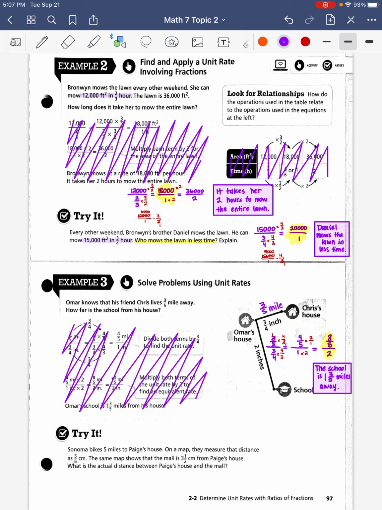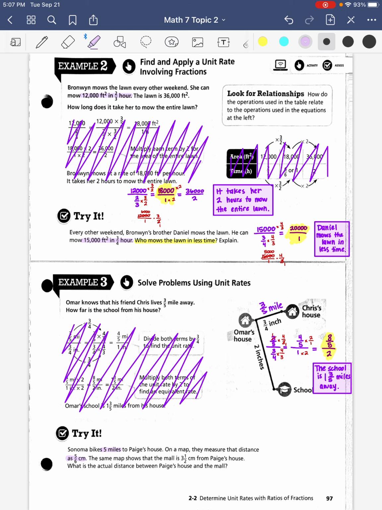Sonoma bikes 5 miles to Paige's house. On a map, they measure that distance as 5/6 of a centimeter. The same map shows the mall is 3.5 centimeters from Paige's house. What is the actual distance between Paige's house and the mall? Okay, so we know, based on the very first line, that Sonoma bikes 5 miles to Paige's house, and on a map, that measure is 5/6 of a centimeter.